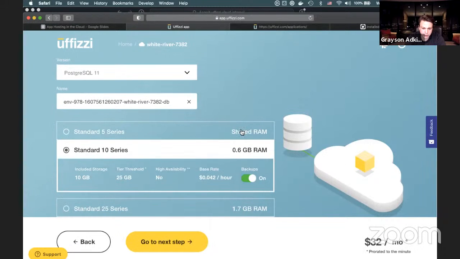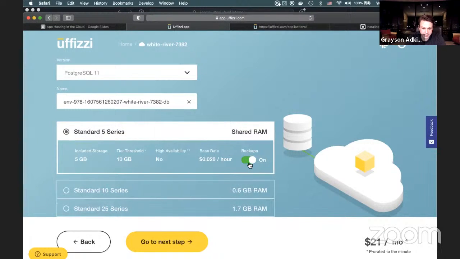And so I'll choose a Postgres. I'll just choose our standard small size. I can turn backups on or off. I'll just turn them off in this case. So I'm getting 5 gigabytes of storage. This option in particular has no HA enabled. And you can see the hourly rate you can expect to pay.